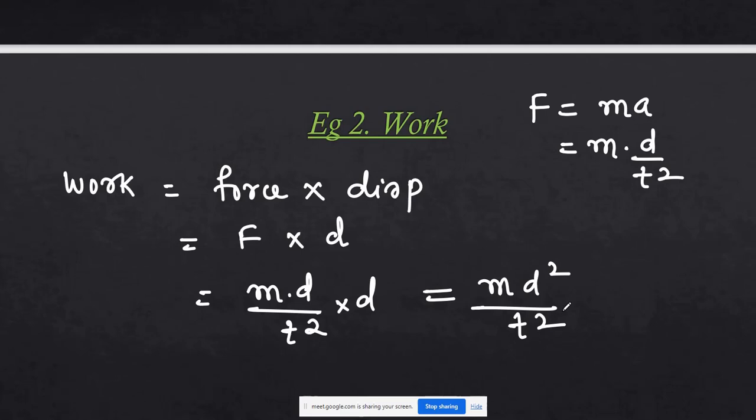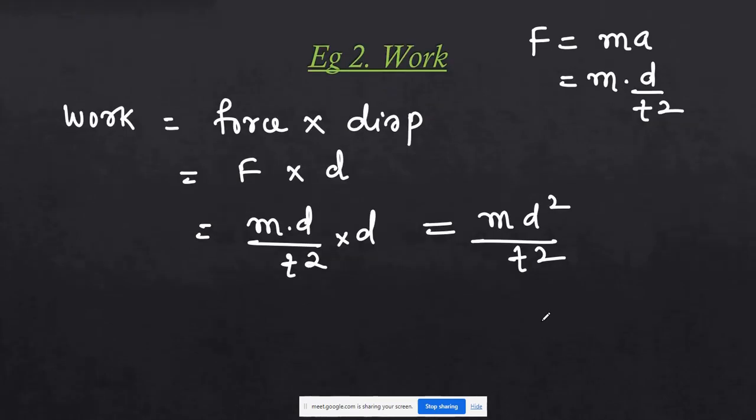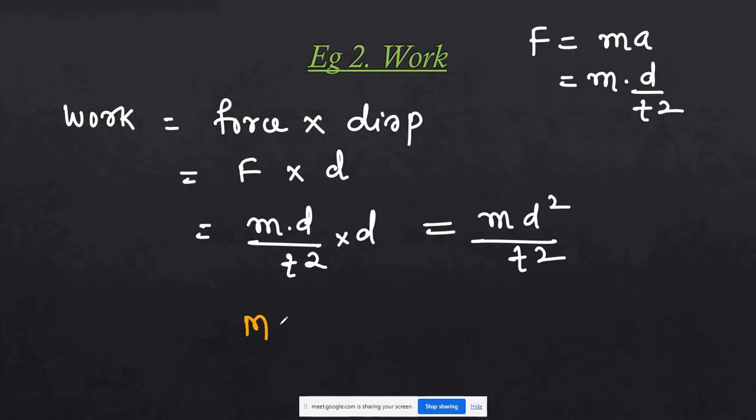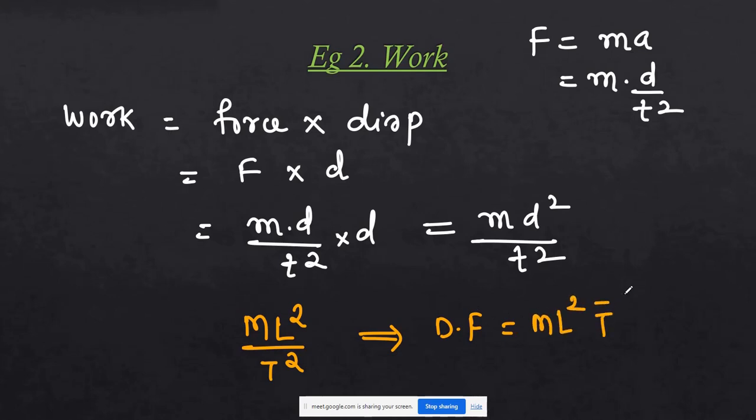Okay, ma'am. So m into d square by t square. Now what is m here? M is mass, d means length, so L square, divided by t means time, t square. So what will be the final dimensional formula for work? It is M L square t power minus 2. Clear? Yeah, ma'am.